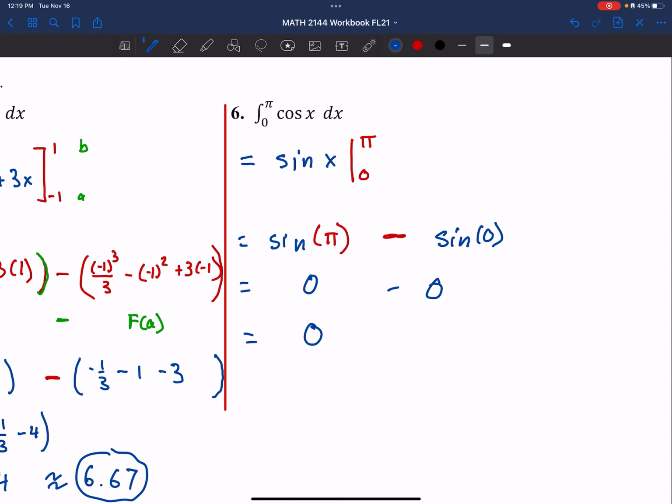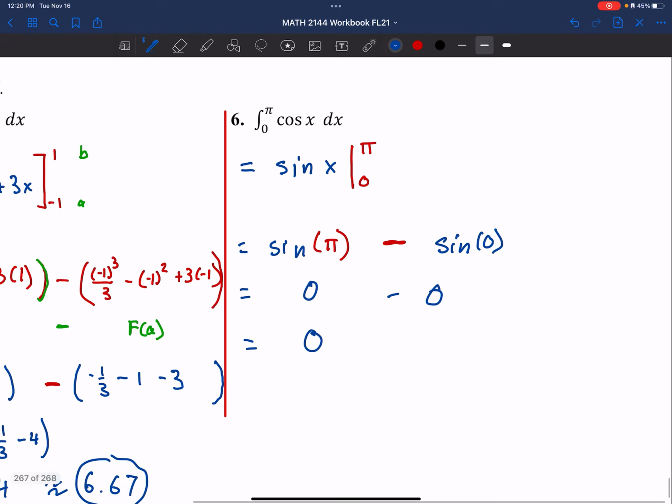So I want to use this as an example to think about, what does that answer mean? Any ideas why an answer would be 0? Emma? Yeah. So again, this right here is giving us the signed area. So the positive one will have a positive sign, and the lower will have a negative sign. So if we were to visualize this cosine function, that was exactly right, Emma.